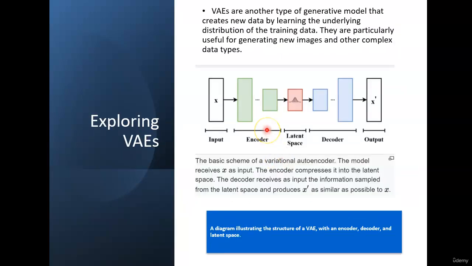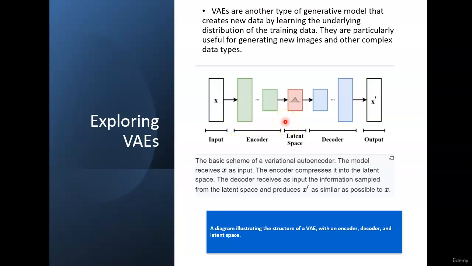The next important topic is exploring VAEs or variational autoencoders. Another important technology in generative AI is the variational autoencoder or VAE. VAEs are a type of neural network designed to generate new data that is similar to the input data. Unlike GANs, which focus on creating realistic outputs from computation, VAEs learn the underlying distribution of the data and generate new samples by sampling from that distribution.